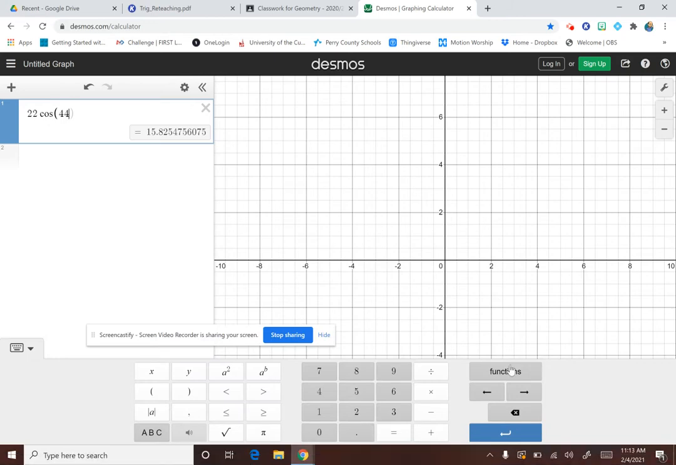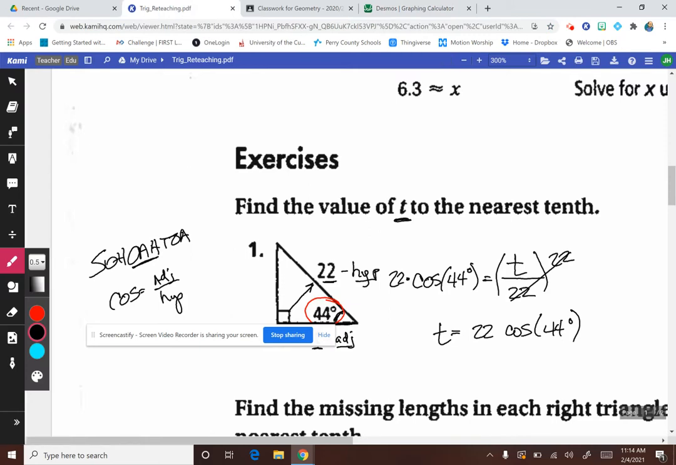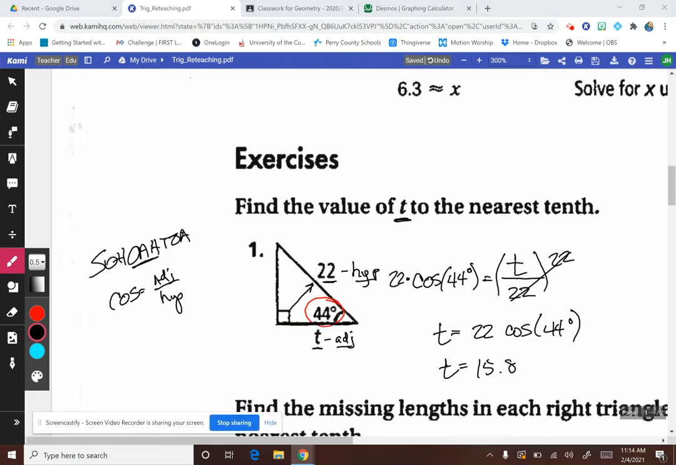So I see that my answer is 15.825. Again, it said that I needed to round my answers to the nearest tenth. So my answer for this particular problem would be 15.8, okay? So t equals 15.8. So kind of get an idea there of how this works out.